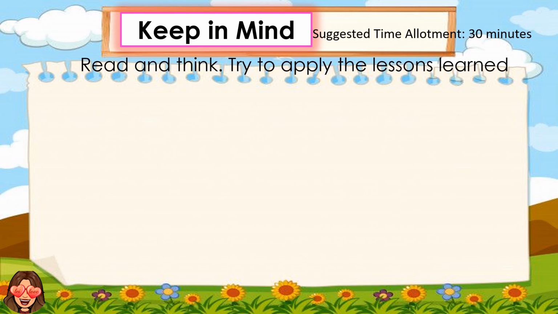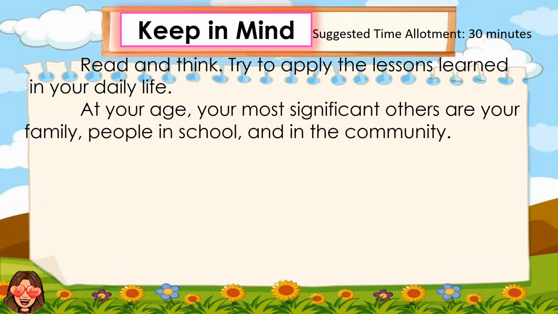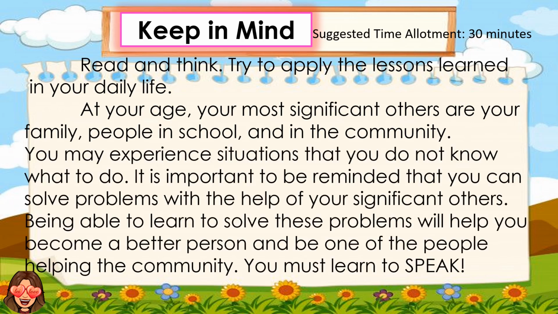Read and think. Try to apply the lessons learned in your daily life. At your age, your most significant others are your family, people in school, and in the community. You may experience situations that you do not know what to do. It is important to be reminded that you can solve problems with the help of your significant others. Being able to learn to solve these problems will help you become a better person and be one of the people helping the community. You must learn to speak.